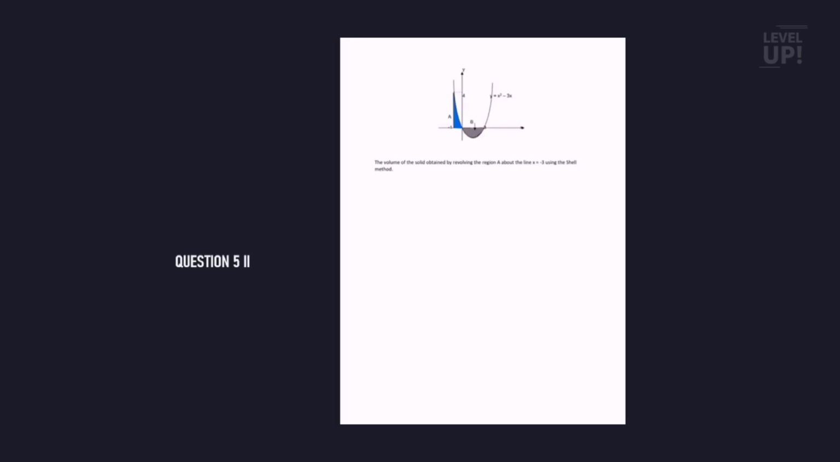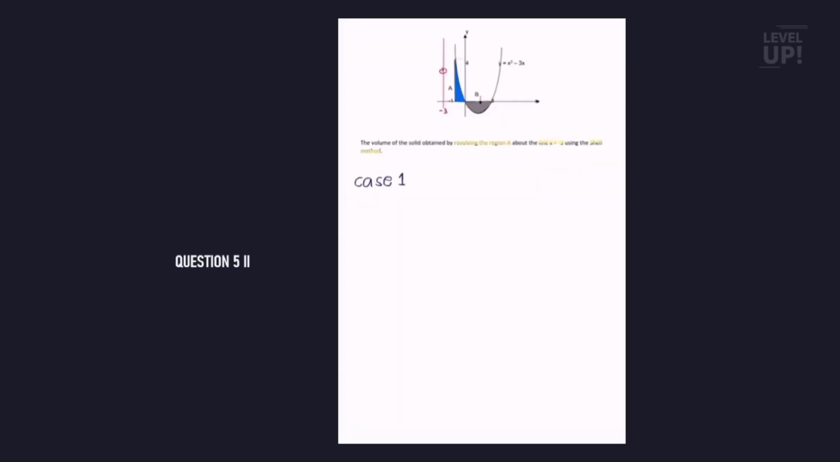Find the volume of the solid obtained by revolving the region A about the line x equals -3 using the shell method. So, x equals -3 is the axis of revolution. That means this equation is related to case 1, cross-section parallel to the y-axis. As we can see, the axis of revolution is on the left.